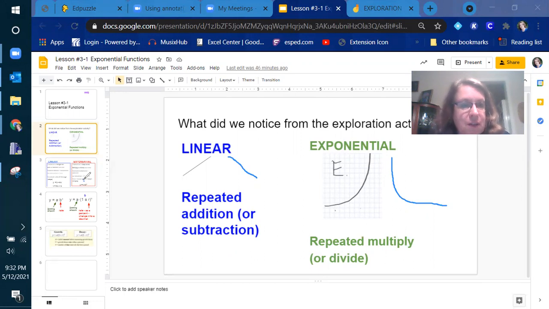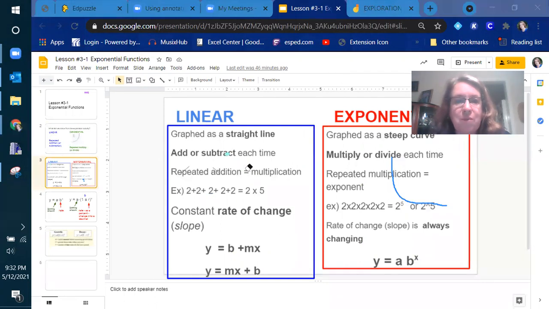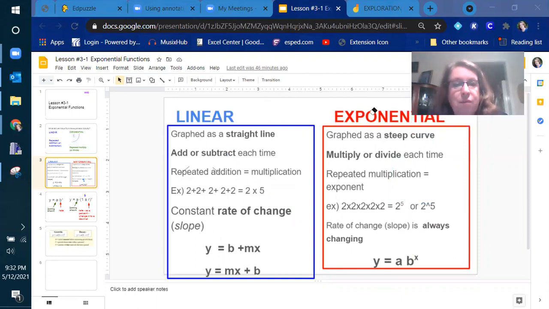Here's another, let me get to my other slide. So here again is, oh, and it's going to keep those marks on there. I'm using a new thing. Here's written out. And again, these are some notes you may want to take down. The linear graph is a straight line, and we have 2 different versions of the formula. It's really the same thing, b plus mx or mx plus b. It's just switching those places. And what we're doing is we're adding or subtracting each time.